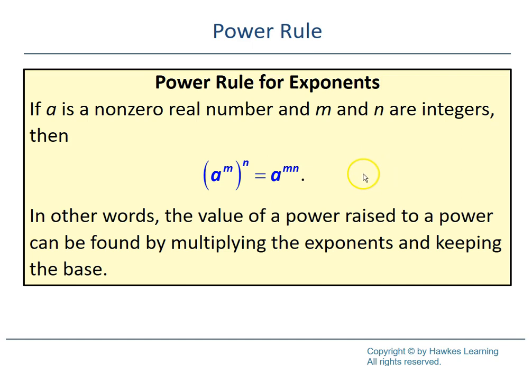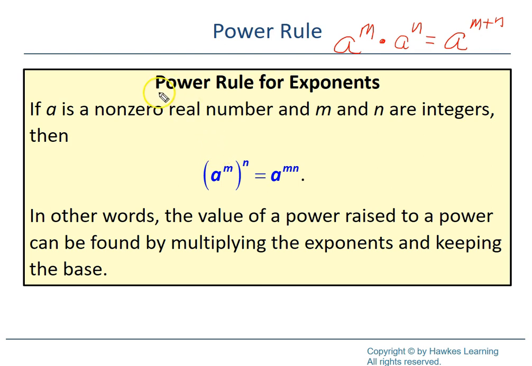Continuing in part 2 of exponents, another rule to add to your list here, the power rule for exponents. Now remember, the other one was the product rule, and I'll write that one out for you just as a little review here. That was a to the m times a to the n, and we got a to the m plus n.